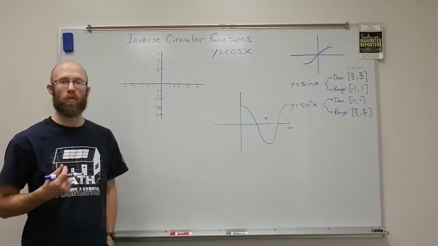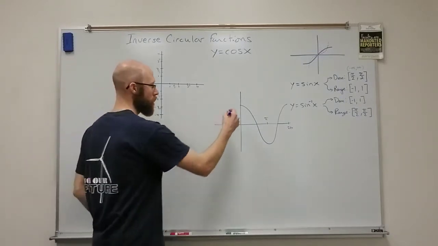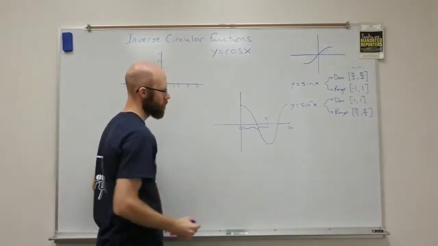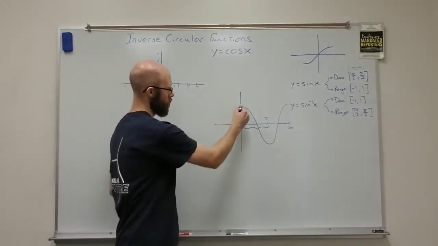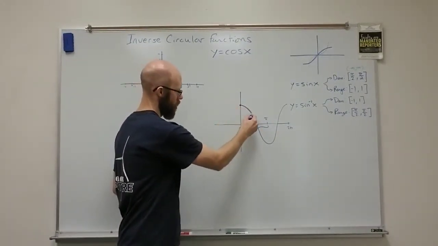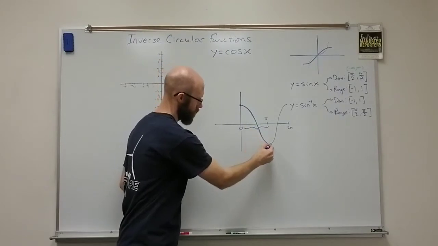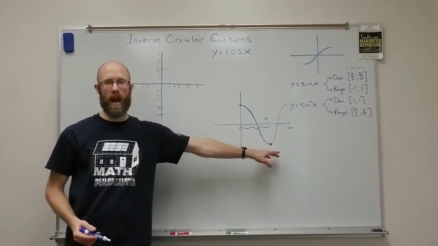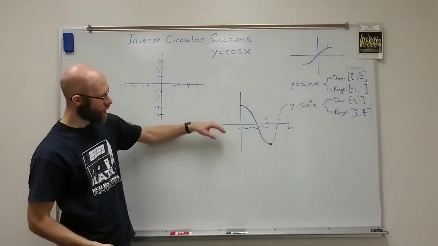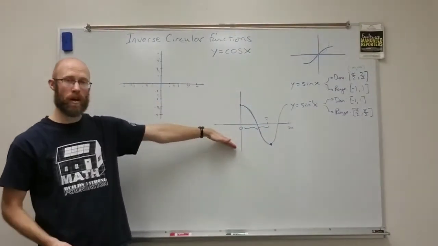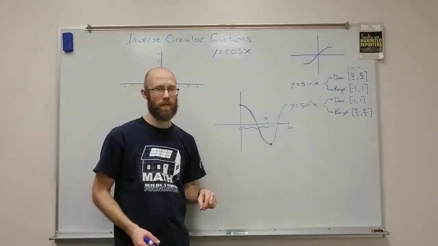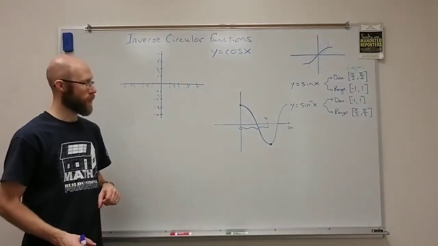A nice 1-to-1 portion of that is going to be from 0 to pi, that interval there, because all you're going to have is you're starting at 1 and it goes down to -1. And if you just consider that one portion as half a wavelength, it covers the entire range, but it restricts the domain so that it becomes 1-to-1. That's the interval we're going to use.